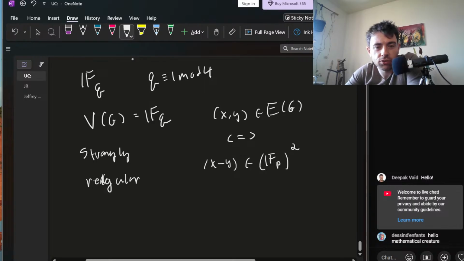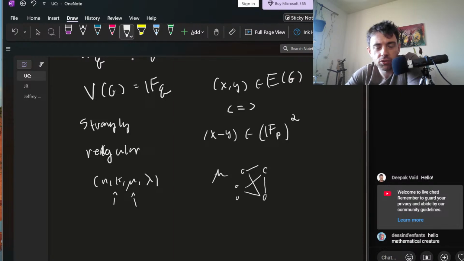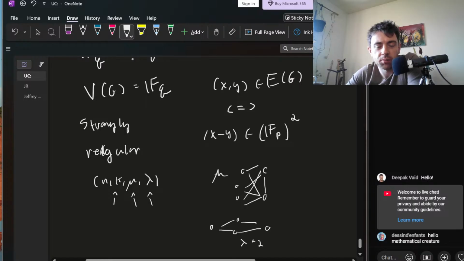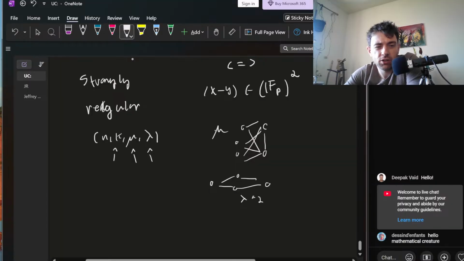That means that not only is it regular, so every vertex has the same degree, it's strongly regular with parameters, I think it's like n, k, mu, lambda. So n is the order, k is the degree that every vertex has. Mu is the number of common neighbors of two adjacent vertices. So if x and y are adjacent, then they have mu other common neighbors. That's basically the number of triangles. And then lambda says that if two vertices are not adjacent, then they have lambda vertices in common. So this graph is strongly regular, and it is also vertex transitive.